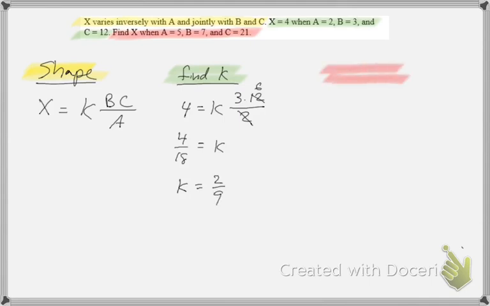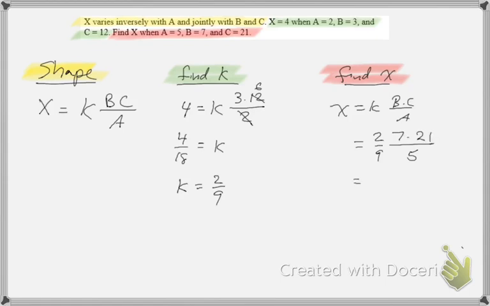Finally, I can address the last question, which is to figure out the value of x given values of a, b, and c. So I'm going to find x. X still varies inversely with a and jointly with b and c. When I substitute those values, I know that k is 2/9, a is equal to 5, b is equal to 7, and c is equal to 21.